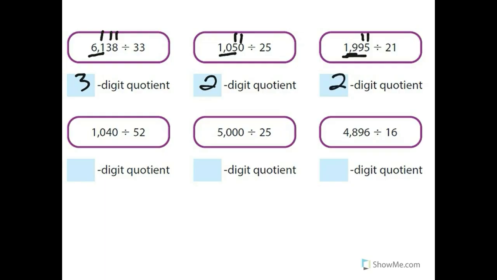Okay, now remember, I'm thinking how many whole groups, right? Any number can be divided by any number. But right now we're thinking about how many whole groups can be taken out. So I can't take a whole group out of 1, 10, but I can take it out of 104, so there's going to be 2 digits. I can take 25 out of 50, so that's going to be 1, 2, 3 digits. And 16 can go into 48, I know at least once, so 3 digits.